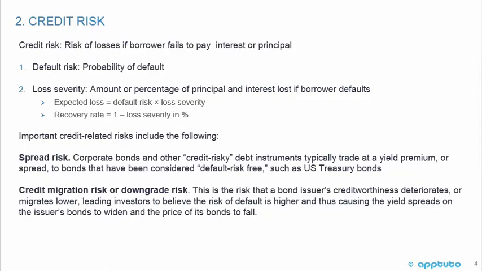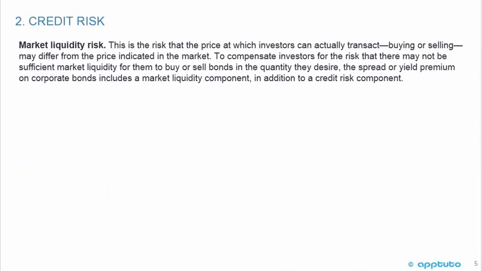This is the risk that a bond issuer's creditworthiness deteriorates or migrates lower, leading investors to believe the risk of default is higher and thus causing the yield spreads on the issuer's bonds to widen and the price of its bonds to fall.